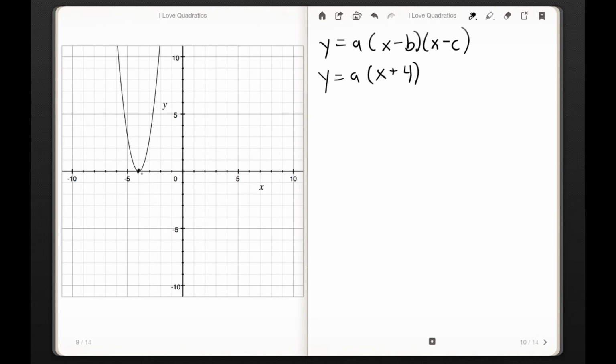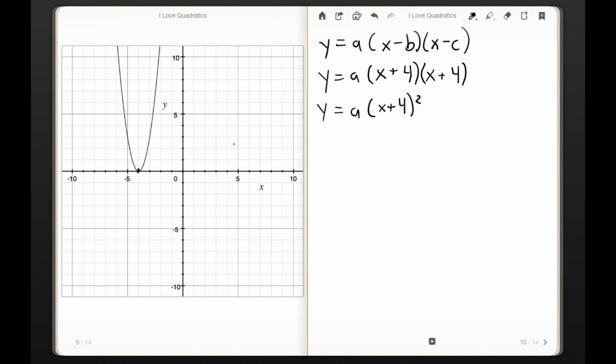Well, actually we do, because remember that even though it looks like it's only touching the graph once, this is actually a duplicate root. It's actually -4 and -4. The two roots are just right on top of each other. So we're actually going to have the same root twice, x plus 4 times x plus 4. So this is going to simplify to x plus 4 squared.